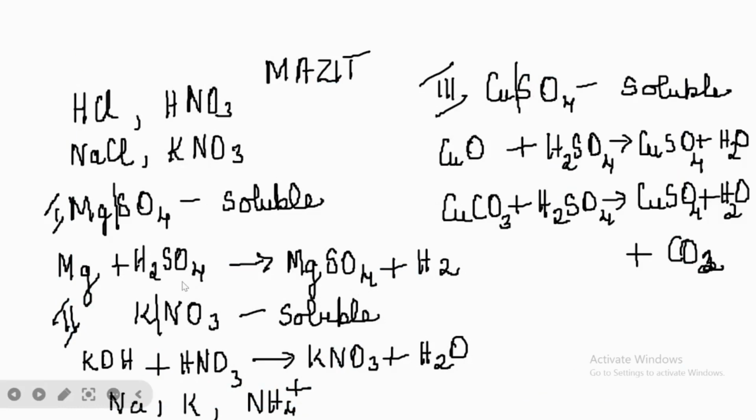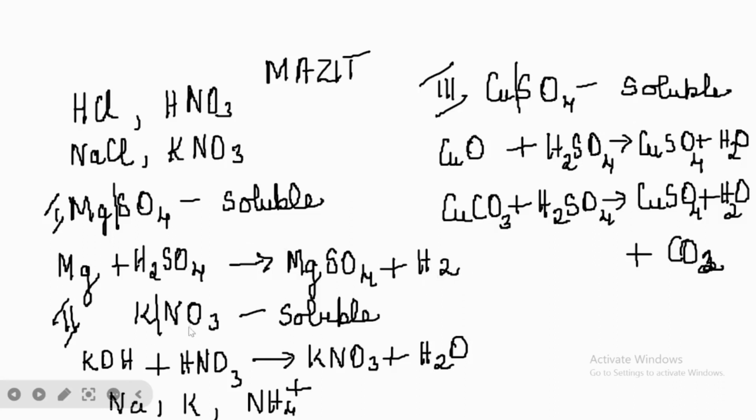Once you have decided on your acid, check your metal, whether the metal is a MAZIT metal. Here the metal is a MAZIT metal. What does the word MAZIT mean? M stands for magnesium, A for aluminium, zinc, iron and tin. If it is any of these metals, then you can add directly to the acid. So metal plus acid gives me salt and hydrogen.